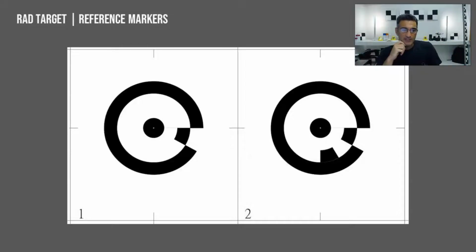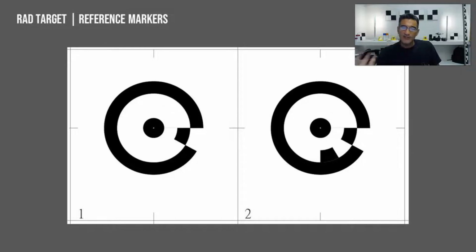They're basically coded, meaning that they're unique. Each one of these targets has a little part of the ring that is showing on or off, and it's basically a binary system that's being used here.